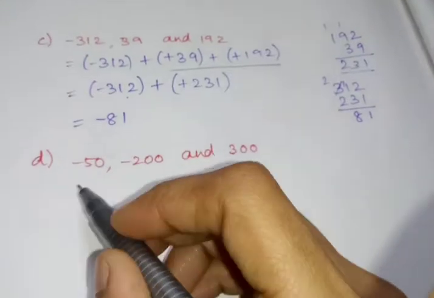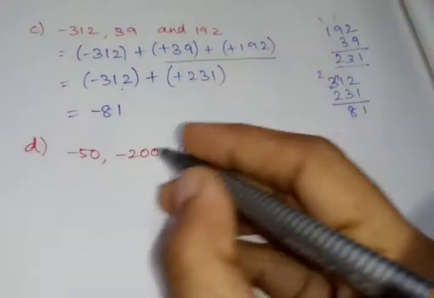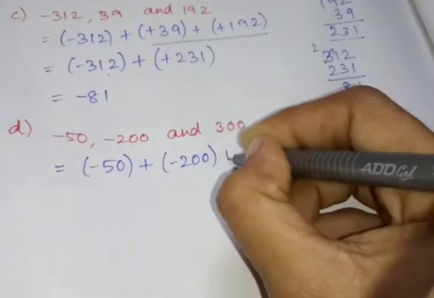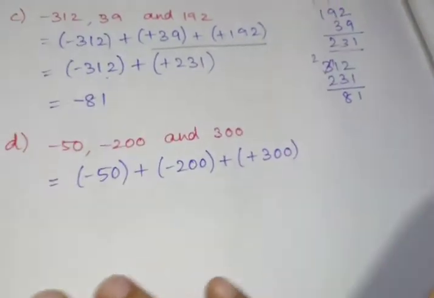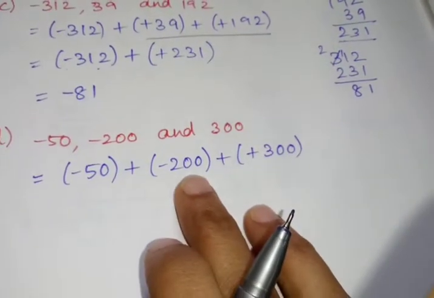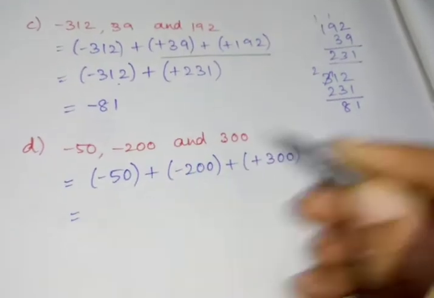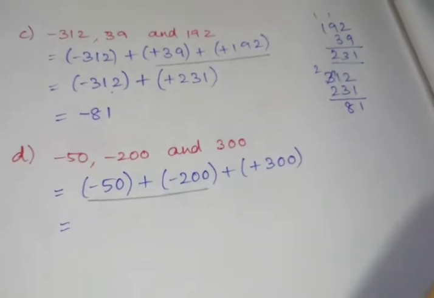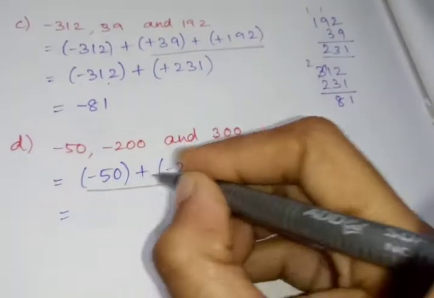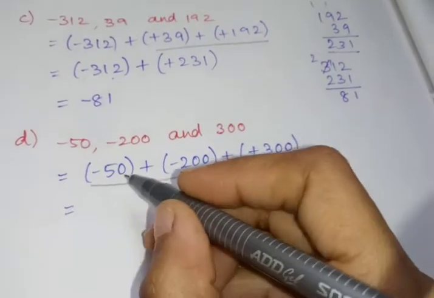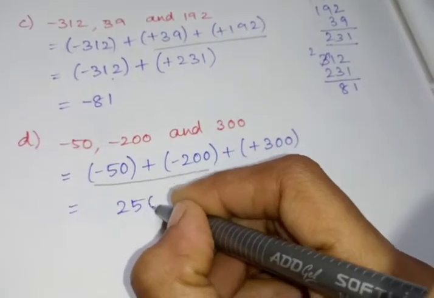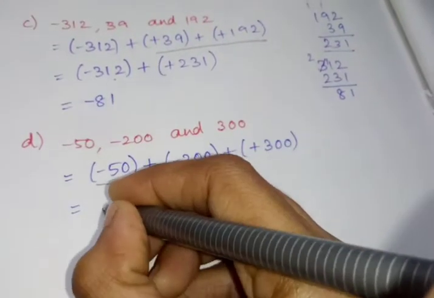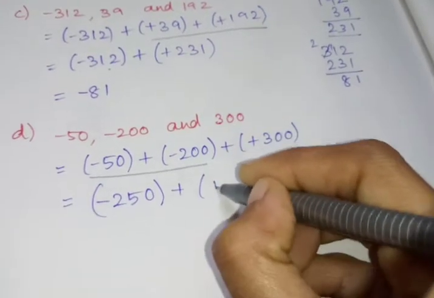Okay. Now next, minus 50, minus 200 and 300. So minus 50 minus 200 plus 300. See, these two have the same sign, is it correct? Yes, minus 50 minus 200. So what will you do? Add it. 50 plus 200 is 250, and put the same sign. What is the sign of minus 50 and minus 200? Minus. So minus 250 plus 300.